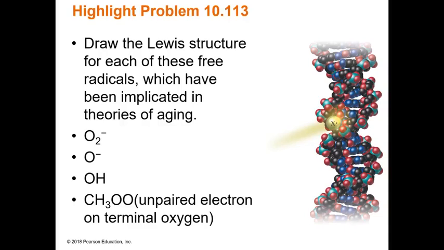Here are some examples of free radicals: O2-, O-, O, and CH3OO. Each has an unpaired electron. Try drawing their Lewis structures. Remember, the unpaired electron is placed alone. These unstable species play a big role in oxidative stress, making their study important in both chemistry and biology.